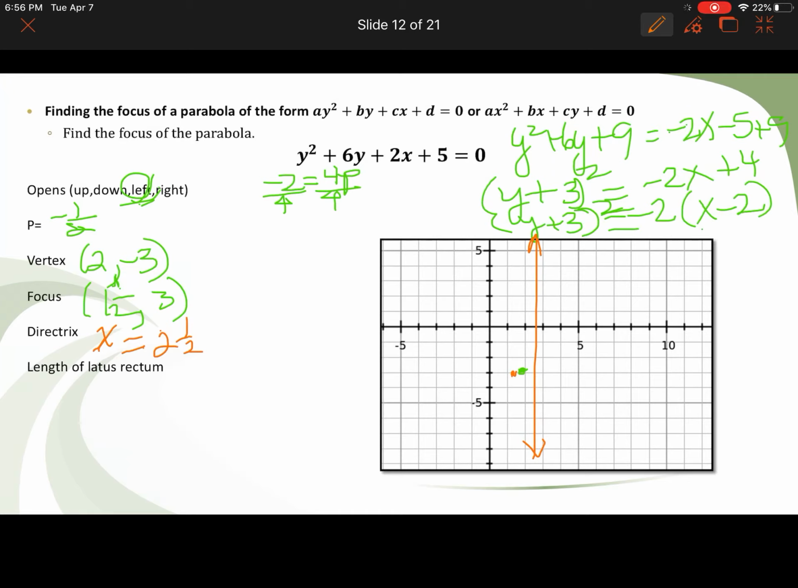Now the length of my latus rectum is coming from this right here, so it's 2. I'm going to split that in half, and from this focus right here, I'm going to go over 1, up 1, and down 1. That is going to be how wide it is right there.